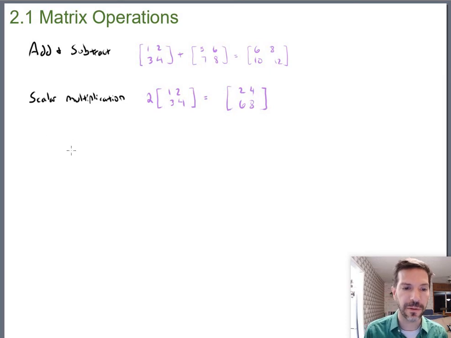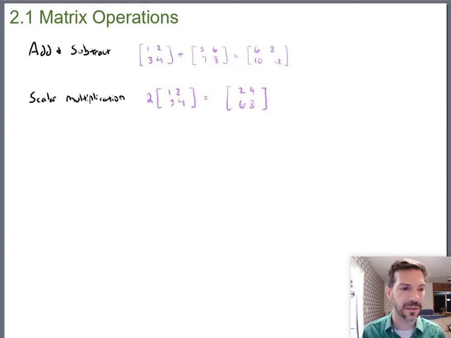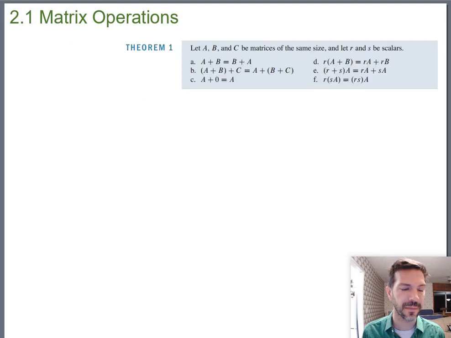But okay, so those are fine, and along with those we get our first theorem. And this is a lot of the properties that you would expect. So A, B, and C are matrices that are the same size. R and S are scalars. So you get things like matrix addition is commutative, and it's associative.